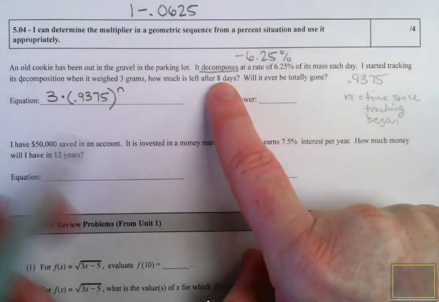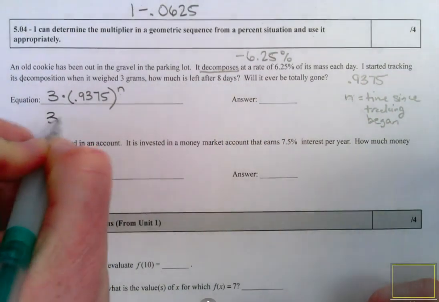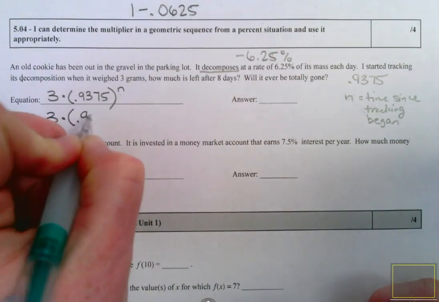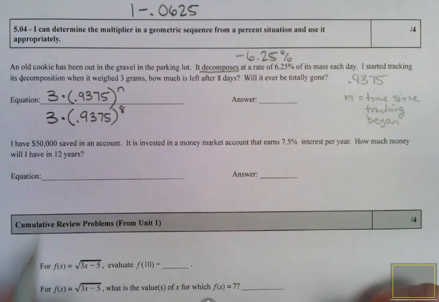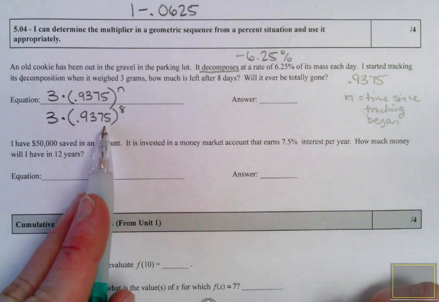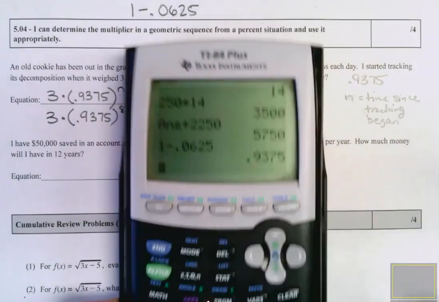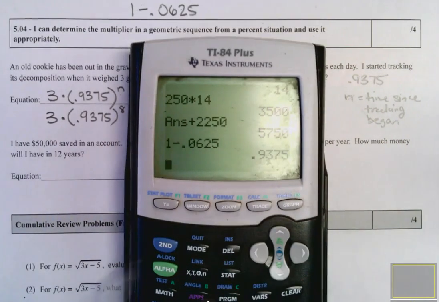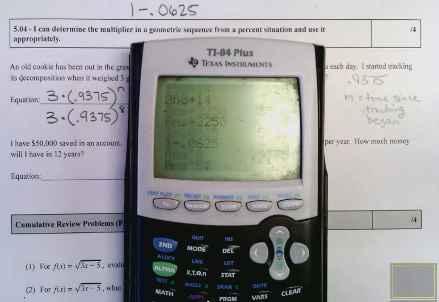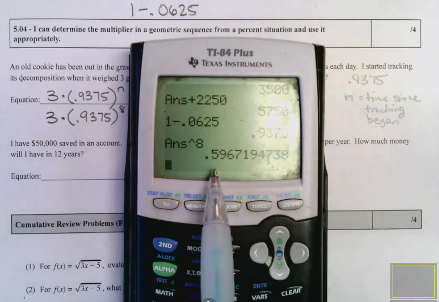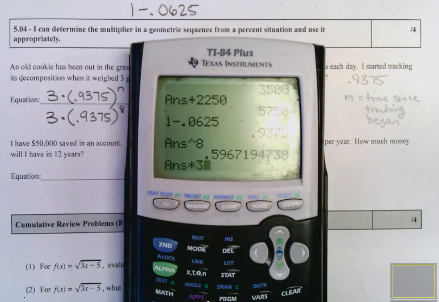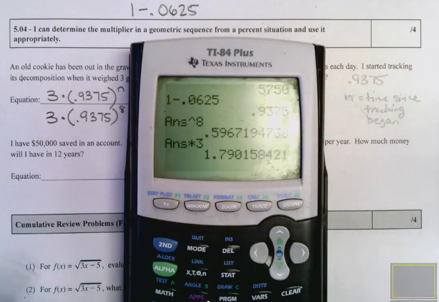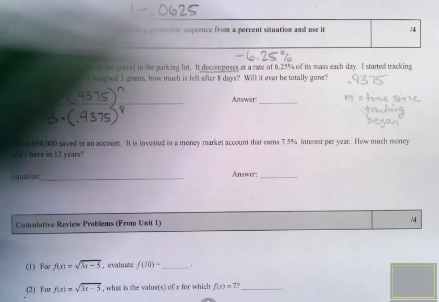So if I want after 8 days, we're going to take 3 times 0.9375 to the 8th power. We want to multiply 3 by this number 8 times. So I'm going to take the 0.9375 and raise it to the 8th power. Then I'm going to take my beginning amount of 3 and multiply it by that. So times 3, and I get 1.79 grams.